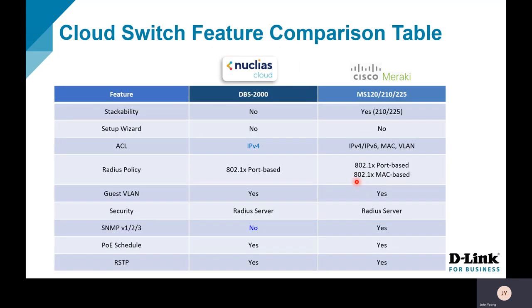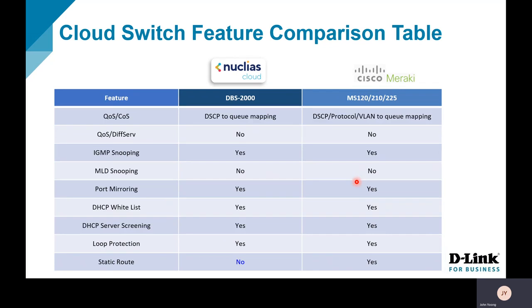Comparing the switch itself, just remember our DBS-2000 series is a layer 2 switch only, but we are coming out with layer 3 this year. We also have all the functions like the access control list, the RADIUS server, the RTSP, and the PoE schedule. Compared on QoS, same thing. We have all the QoS functions, the IGMP snooping, and the port mirroring for troubleshooting. Then we have the DHCP server screening and the loop protection. But the only thing is, because we are a layer 2 switch, we do not come with a static route. Remember, no static route.